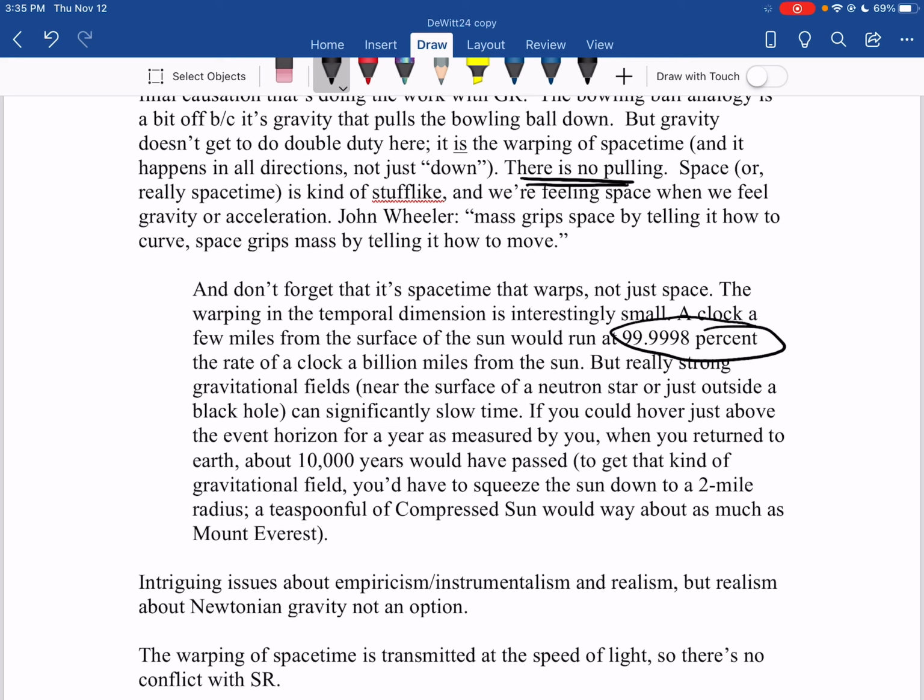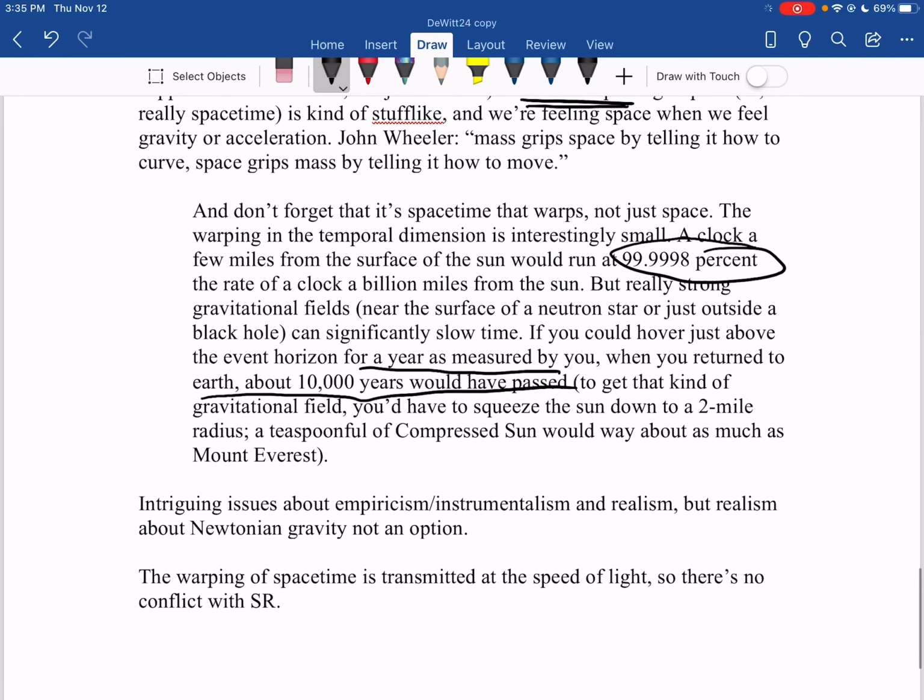But super strong gravitational fields, like just outside the event horizon of a black hole, can really slow time. You couldn't hover just above the event horizon, but if you somehow could, and you stayed there for what you regarded as a year, when you returned to Earth, about 10,000 years would have passed. But that kind of gravitational field involves squeezing the sun down to a 2-mile radius. And so a teaspoonful of that compressed sun would weigh about as much as Mount Everest.